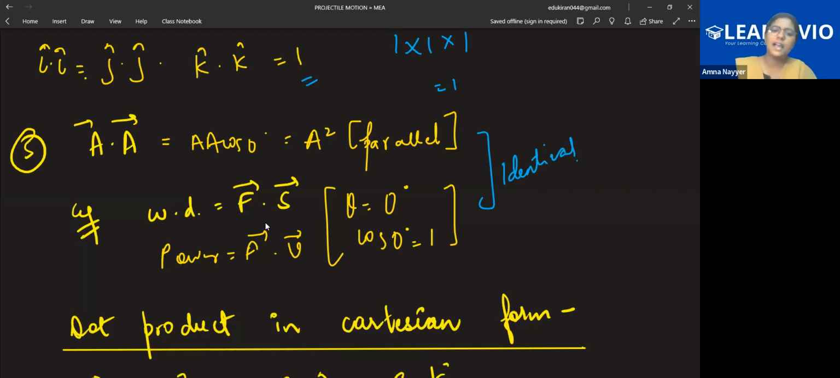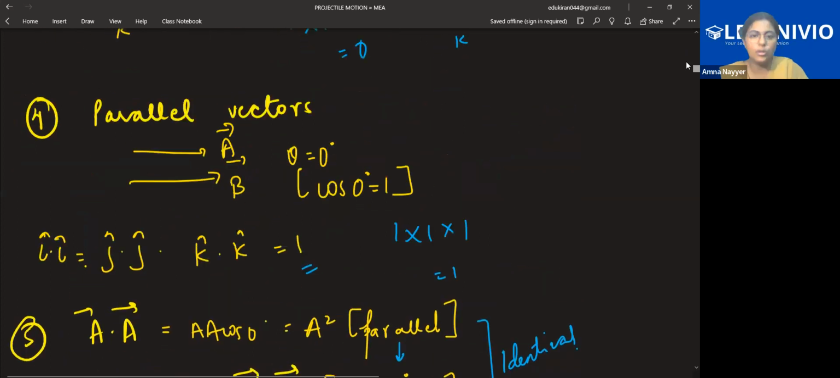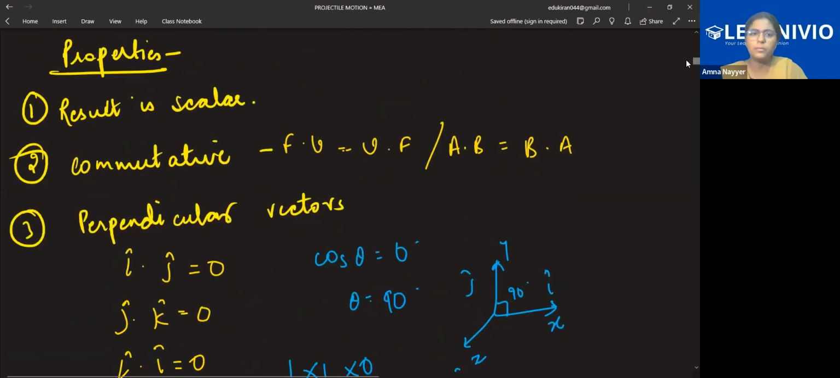So this was the introductory part of the dot product. I have told you f dot s, this is force, this is displacement, giving you work done. Vector into vector, giving you scalar. Here also power is equal to f dot v. So force dot velocity is equal to power. Power is scalar, so vector into vector is scalar. Fine. Theta is 0 and cos theta. In Cartesian form, now your proper calculations part will start. First, write down these properties.